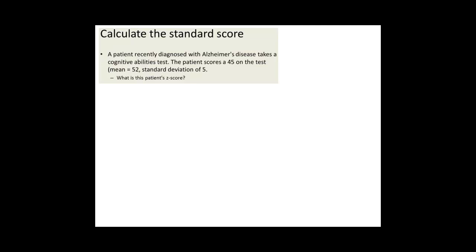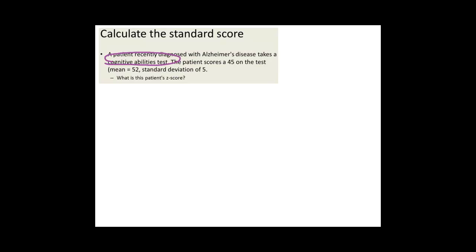Alright, example number 3. In this example, what we want to do is see what a patient's z-score is when compared to a whole bunch of other patients who take a cognitive abilities test. The context of this might be that to take part in a particular drug trial, someone would need to score more than 1 or more than 2 standard deviations below the mean on this cognitive abilities test. So that's kind of why we would do something like this.